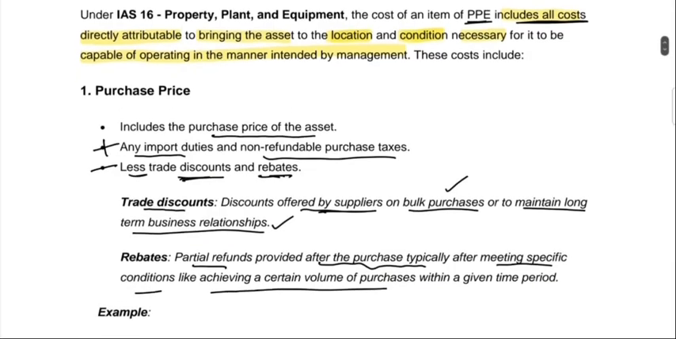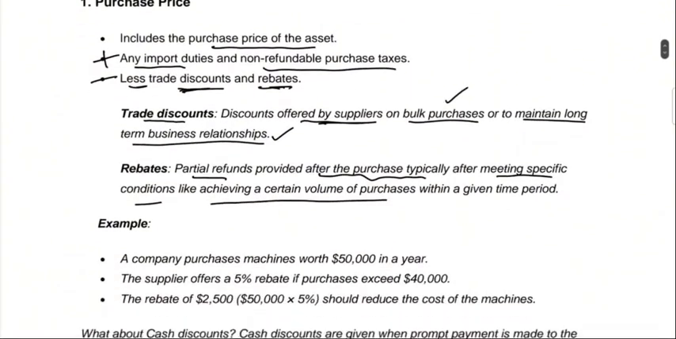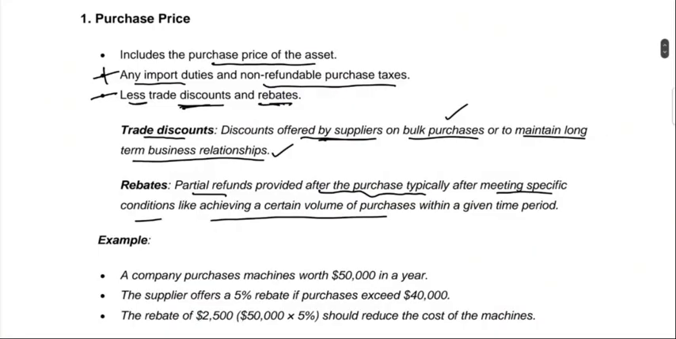So let's look at one example. A company purchases machines worth 50,000 in a year. So what is this 50,000? This is a list price. All right. The supplier offers a 5% rebate if purchases exceed 40,000. And clearly, the purchases have exceeded because we have purchased 50,000 worth of machines. And if your purchases exceed 40,000, then you will get a 5% rebate.